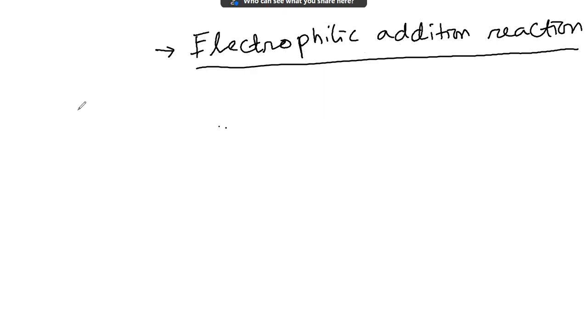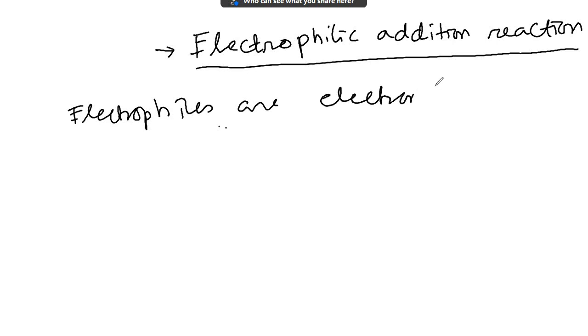First of all, what is an electrophile? Electrophiles are electron seeking species which carry a positive charge, or by means of polarization some positive end is produced, such as H plus. In case of HCl, HBr, the H plus will act as an electrophile because it is positively charged.